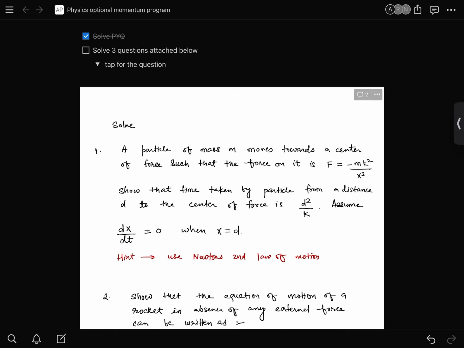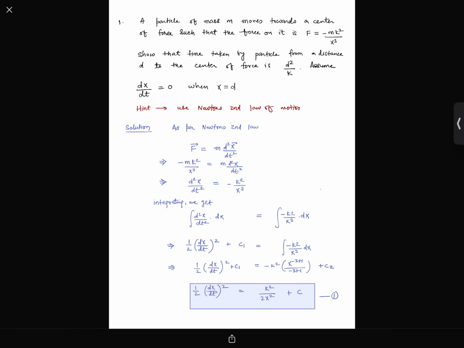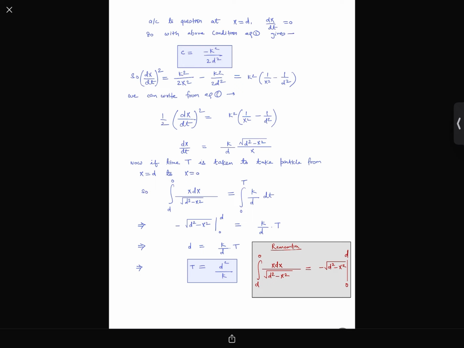You can see there is a comment option in the upper right corner. When you tap on the comment, you will see that he wrote that he was not able to solve question number one, 12 hours ago, and I replied around 11 hours ago, so I was able to solve this question for him within 1 hour. When you open the solution, I have solved it as per Newton's second law. We applied Newton's second law, then integrated whatever mathematics was required, and on the second page you can see the complete solution.